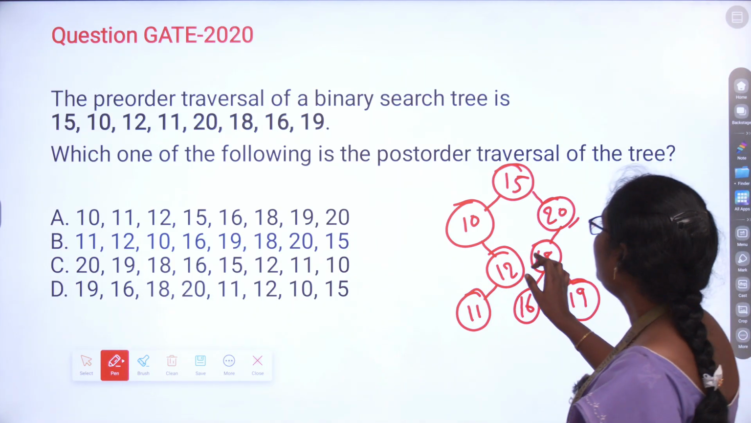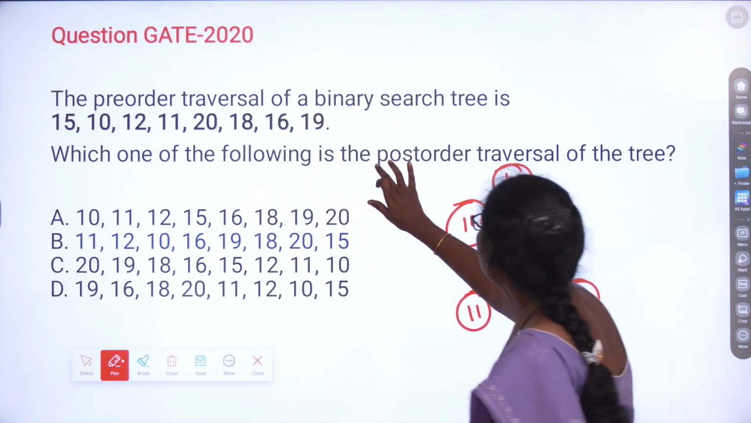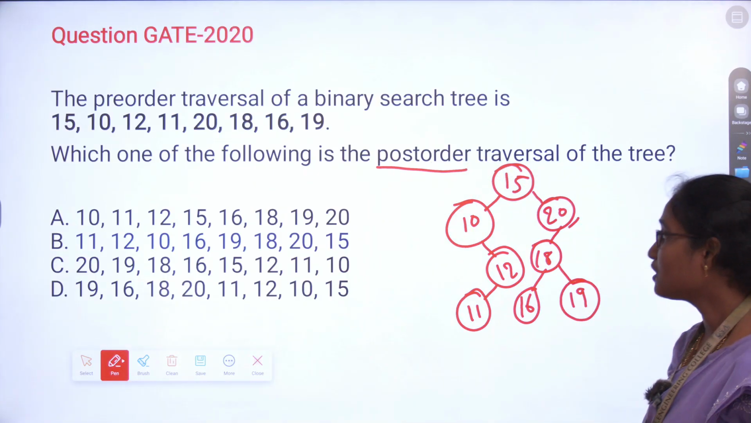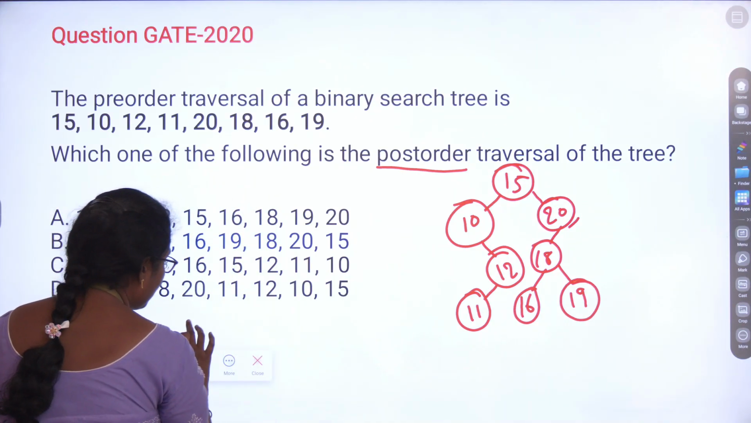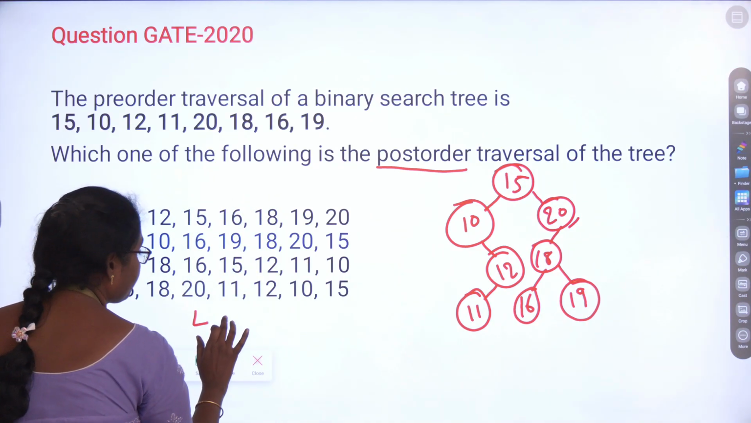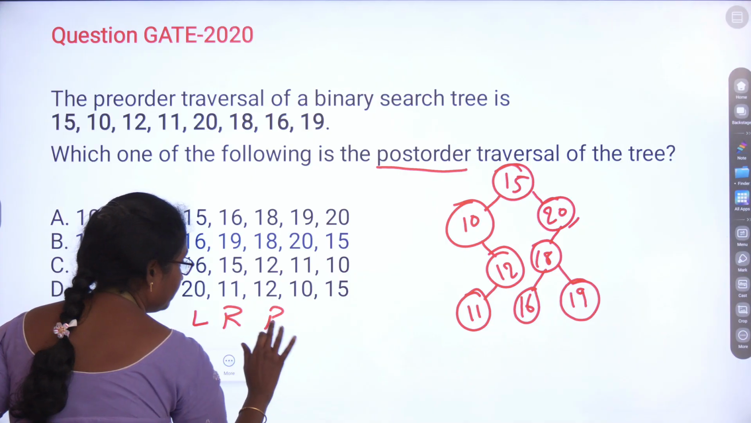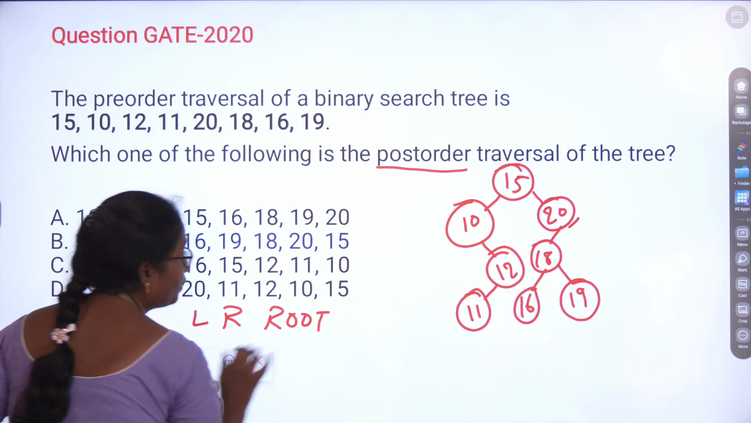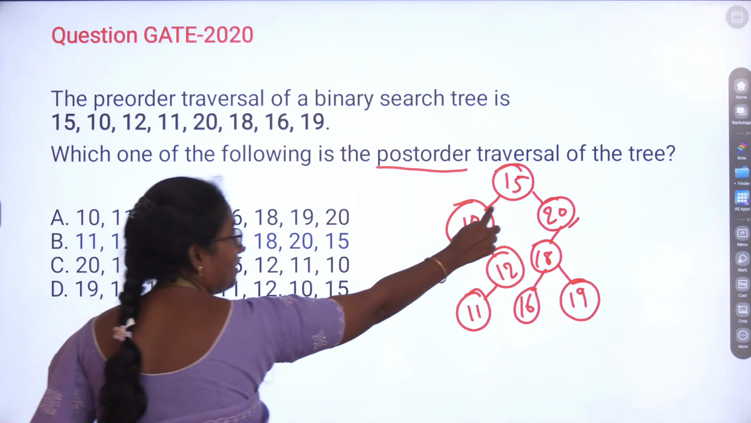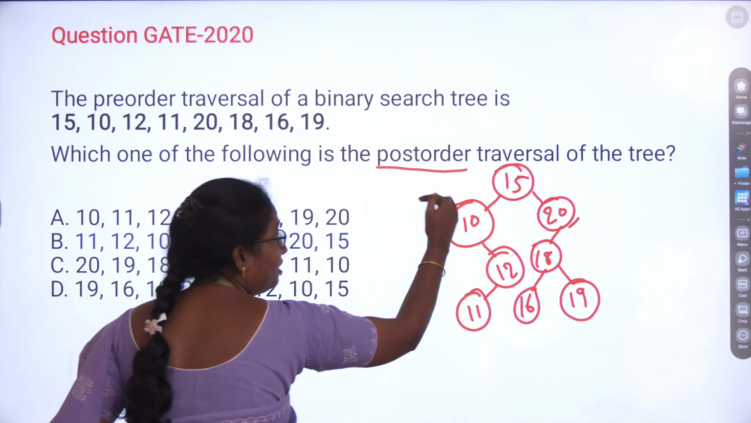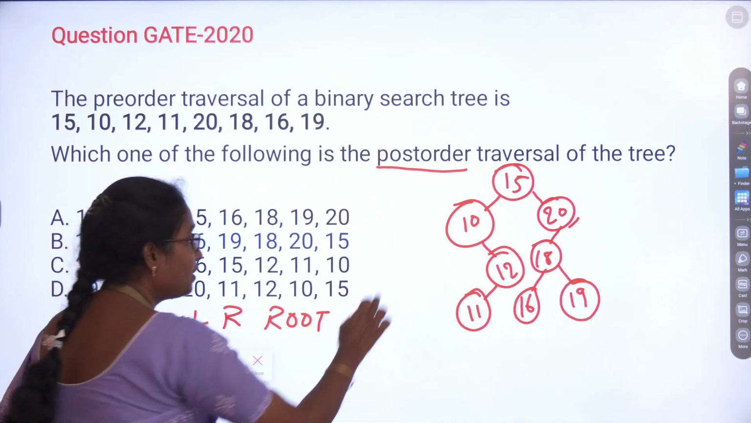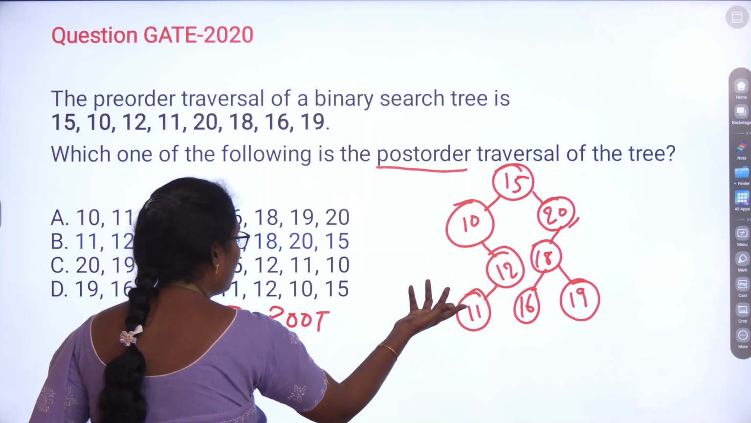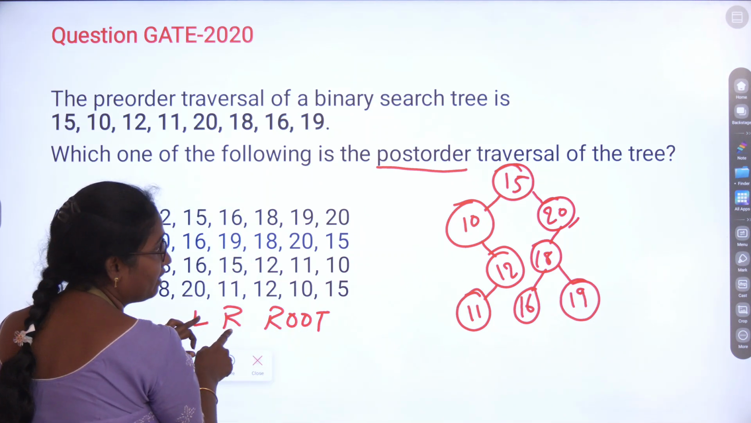From this one you need to calculate the post order. So first you need to write the formula for the post order. The formula is left, right and then root. Okay, first you see for 15, what is left? So 10. So the 10, it's again a subtree. For 10, what is left? There is no left. Then move on to the right.